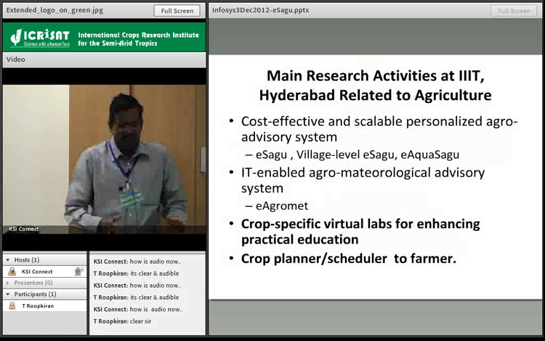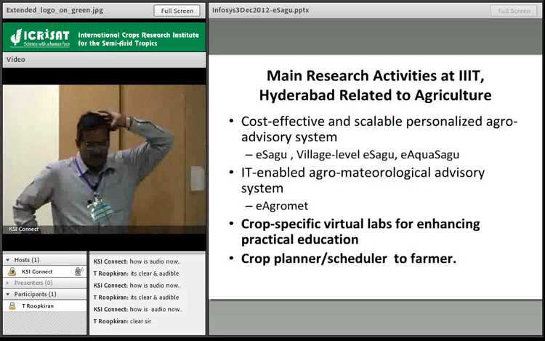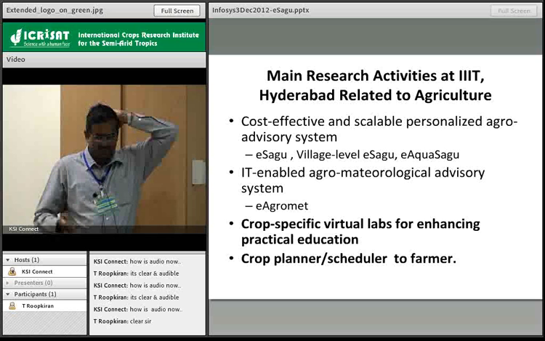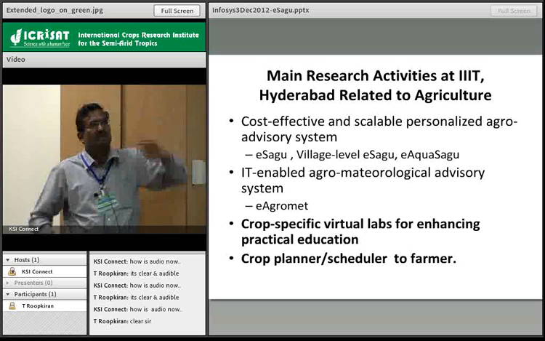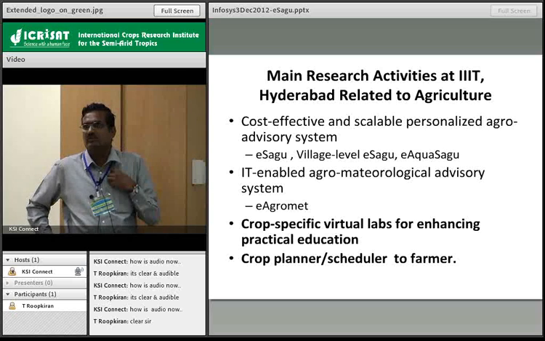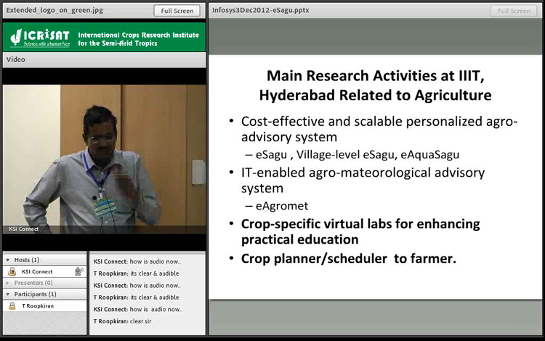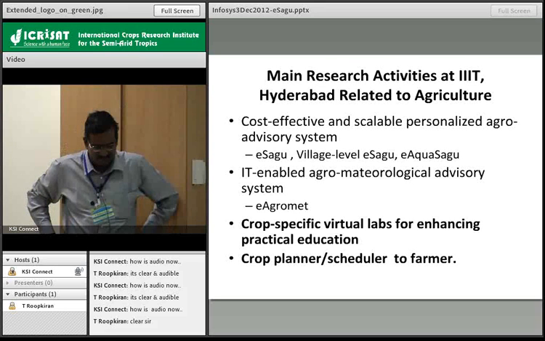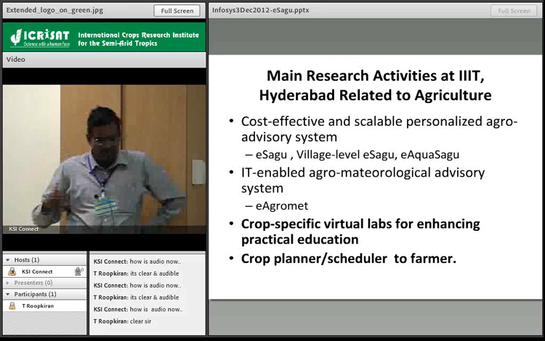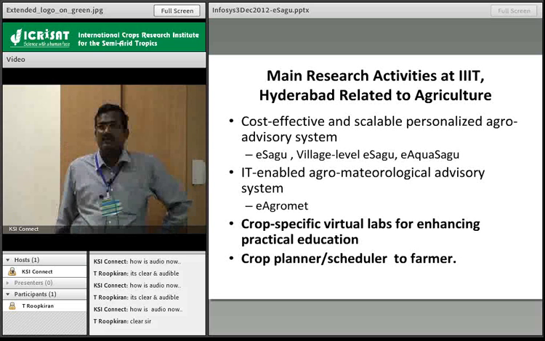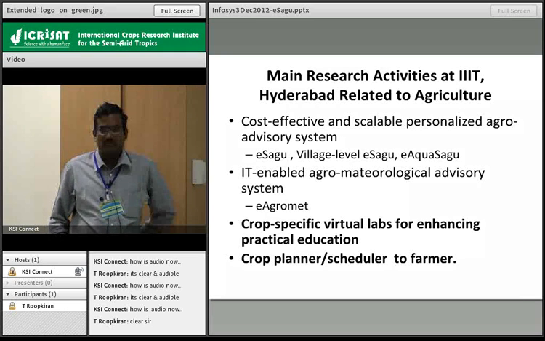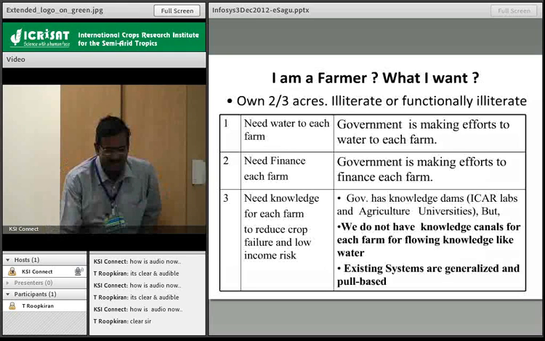So, these are the major research activities at IIIT Hyderabad. From 2004, we are trying to build a cost-effective eSagu. We have got the notion of village-level eSagu now, and eSagu also we built. Another project we started, Agromet, with a collaborative partner, Professor Reddy from the Agroclimatic Research Center. We are planning to build crop-specific virtual labs for enhancing practical education. I am also planning to build a crop planner and scheduler for farmers. If somebody is interested, I can discuss.